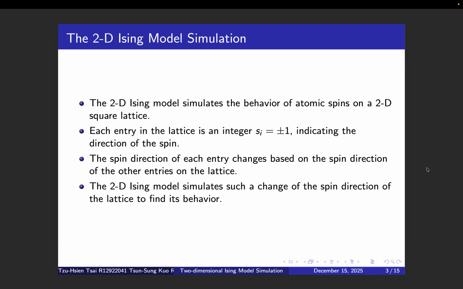The spin direction of each entry will change over time based on the spin direction of the other entries on the lattice. The two-dimensional Ising model simulates such a change of the spin direction in order to find the properties of atomic spin on the two-dimensional lattice.